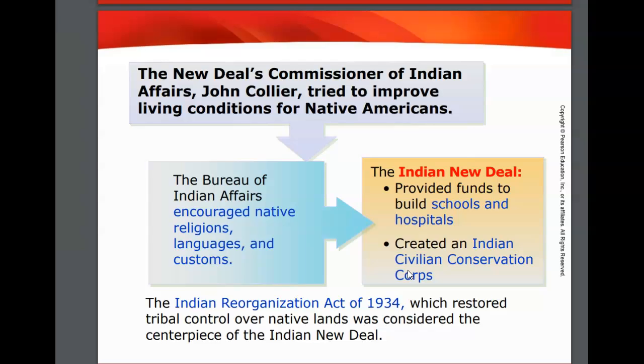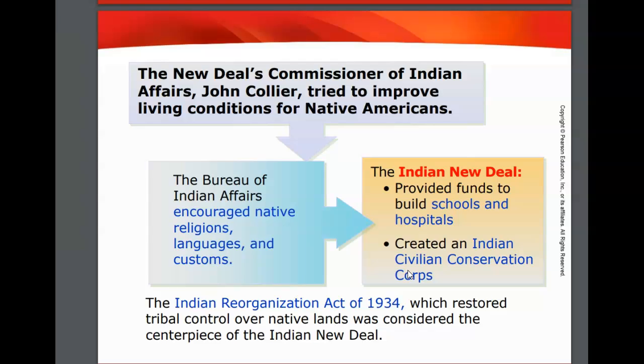And to prevent further loss of land and to improve living conditions for American Indians, the Indian New Deal came about, and that was designed by John Collier, who was the New Deal's Commissioner of Indian Affairs. He was appointed by President Roosevelt to basically try and apply the New Deal legislation and programs to American Indian groups. And the Indian New Deal essentially can be summed up in those two bullet points there. This was a program that gave American Indians economic assistance, and it gave them greater control over their own affairs.